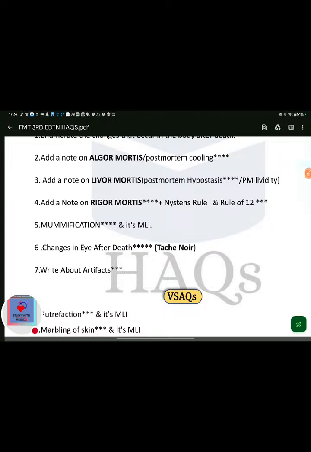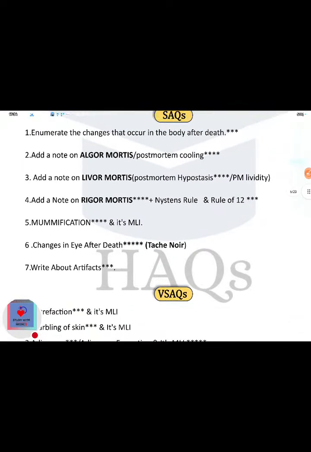Let's see now what is livor mortis. We have discussed the postmortem cooling of the body, that is algor mortis. Now let's see livor mortis. Next we will be dealing with rigor mortis. So we have three: algor mortis, livor mortis, and rigor mortis.